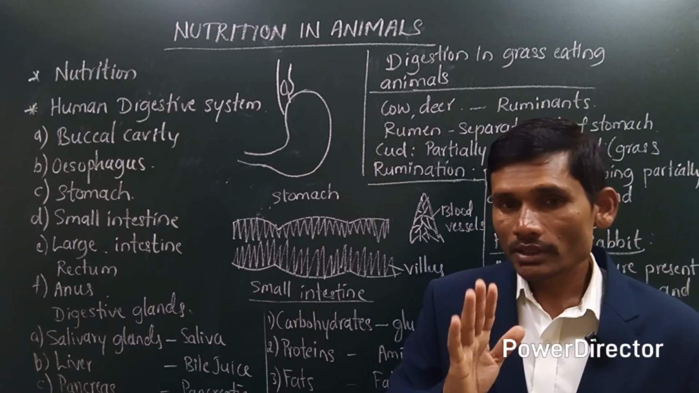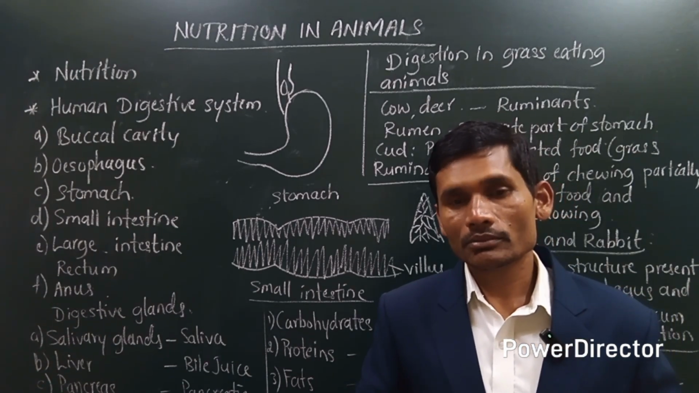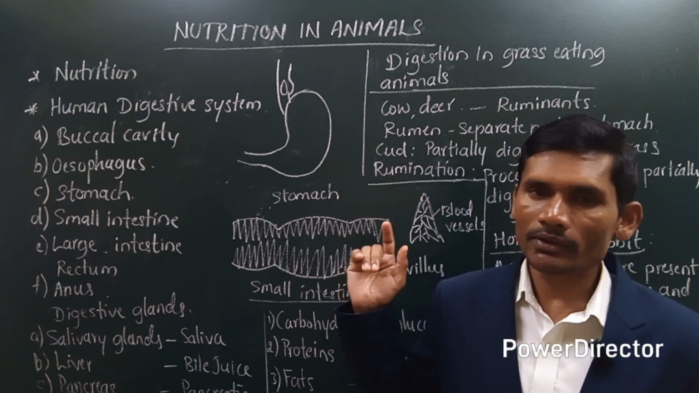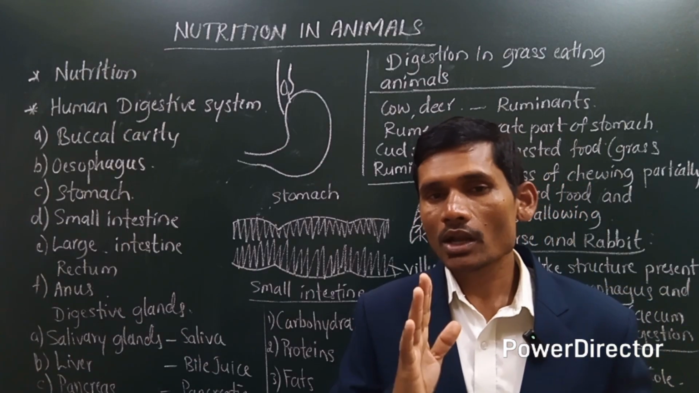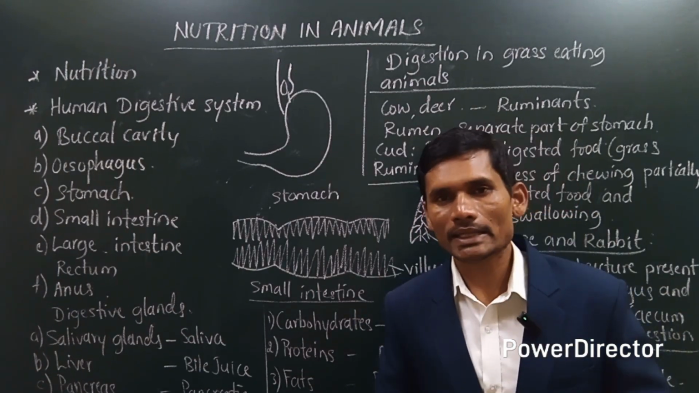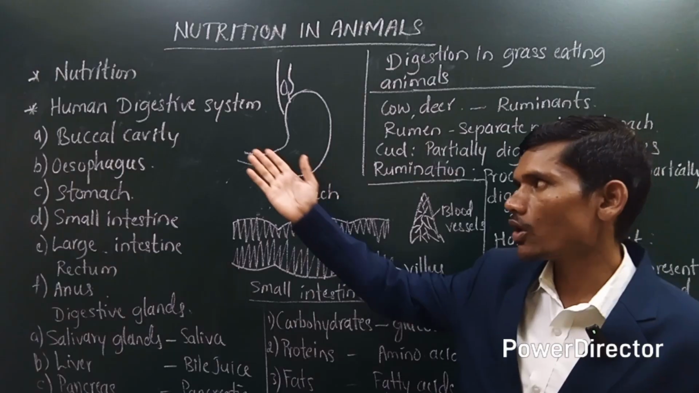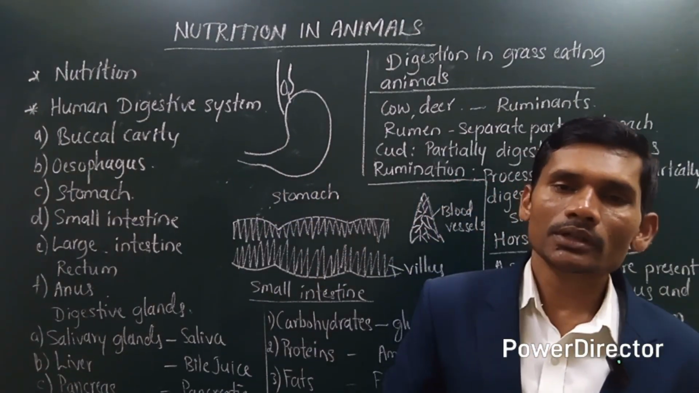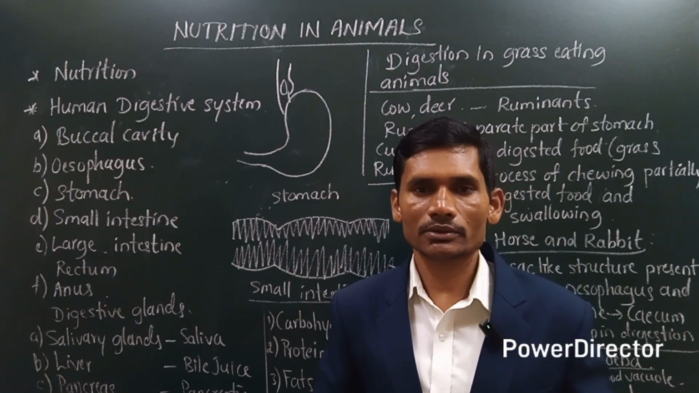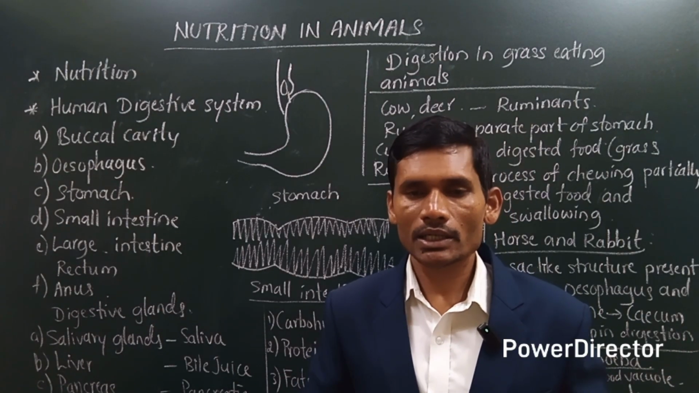Next, coming to here, this is just about the buccal cavity, meaning the things present in the buccal cavity. About the tongue we learned, about the teeth we learned, right? Now let us go ahead with the next part, the esophagus or food pipe. The esophagus connects our buccal cavity and the stomach, and from there it continues.